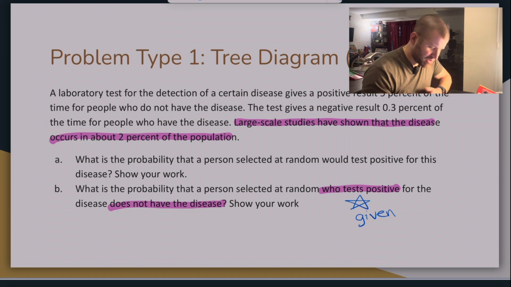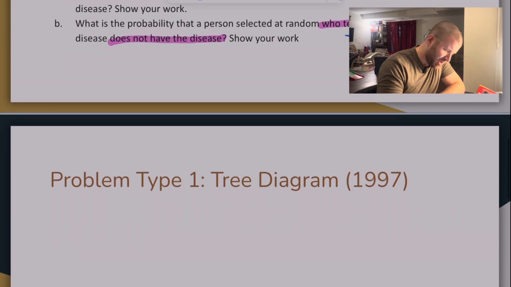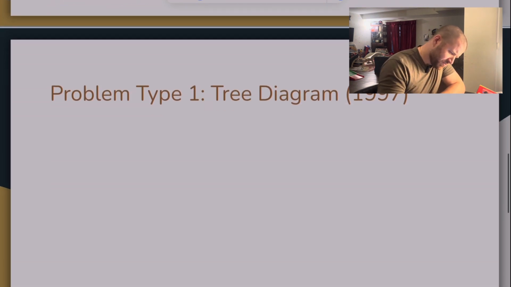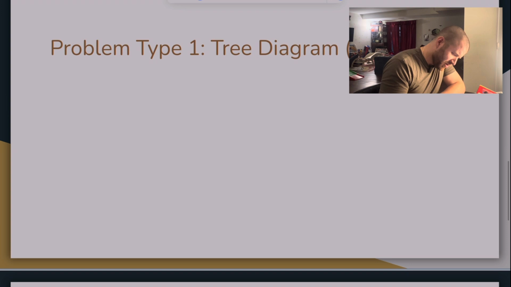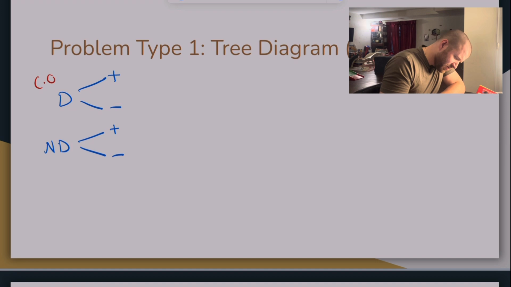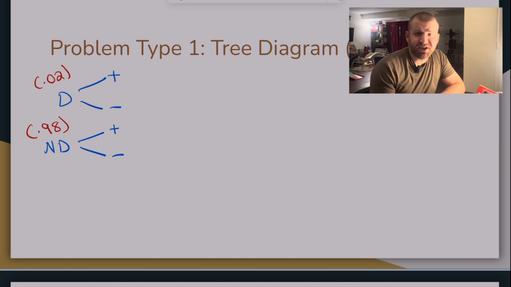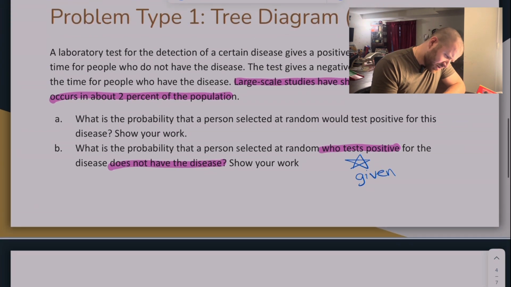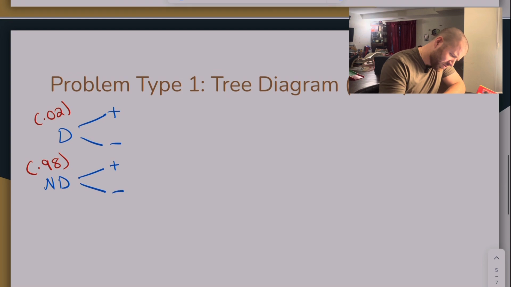So I have a blank page here for us to be able to actually go through this. If I take a look at this, we either have the disease or we don't have the disease. And then based on that, we either test positive or we test negative. Now, if I remember correctly, I believe it said 2% of the population has the disease. So that means 98% of people don't have it. And then the false positive rate is 5%.